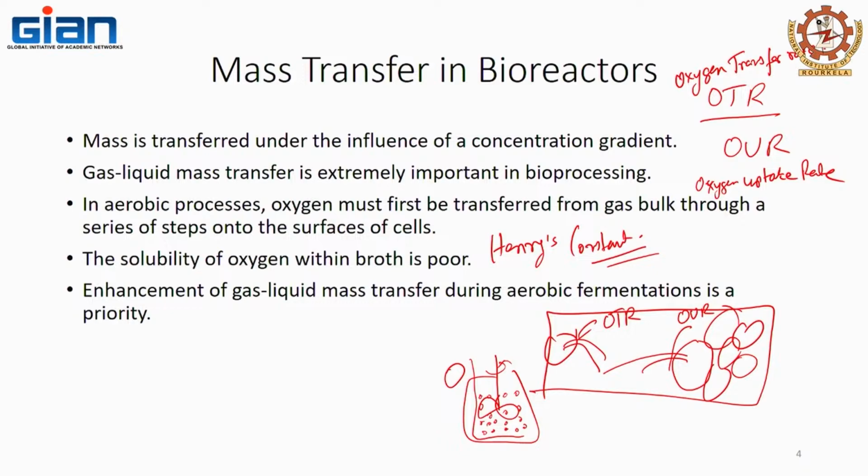So enhancement of gas liquid mass transfer during aerobic fermentation is priority. If you're working on aerobic fermentation, because oxygen is required for your cells to grow and to flourish, you have to make sure that you are able to transfer the oxygen in appropriate amount that is required by the microorganisms for their growth. If you're not able to provide that, you're going to see cell death.